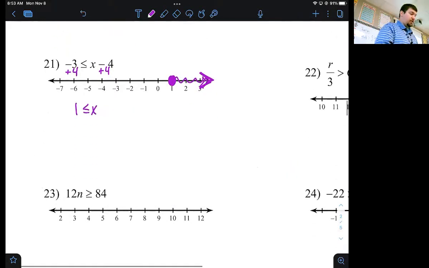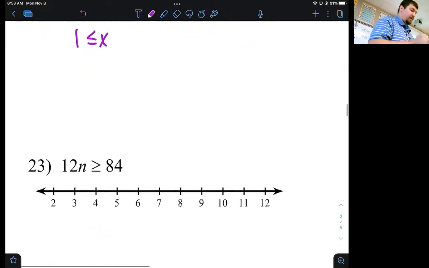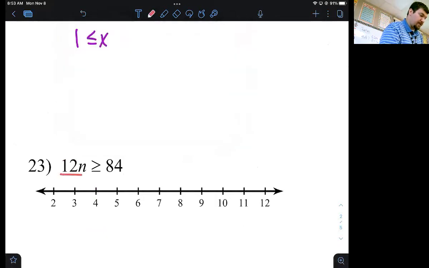All right, and the last one I'm going to do with you is number 23, and then you guys will get 10 minutes of work time. Number 23, Rayleigh. This 12 is being multiplied to the N. What's the opposite of that? Good. Rayleigh, is there a rule that states when I divide by a positive number that I have to flip the sign? No, just when dividing by negatives. And so you can tell there was no negative with the variable term. It was just a +12, so I'm not going to flip this one.